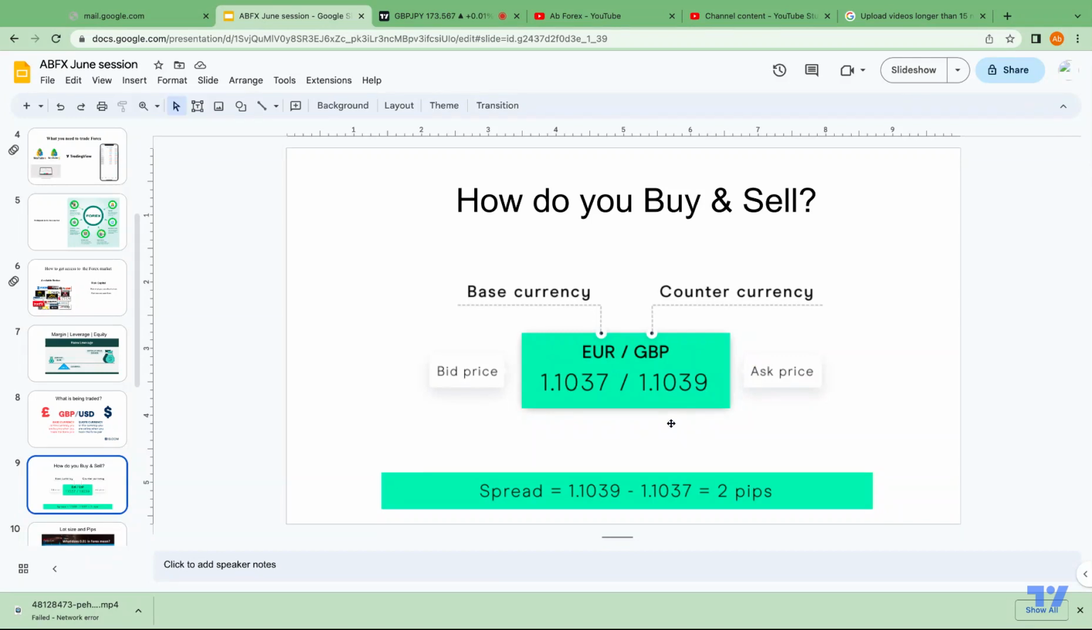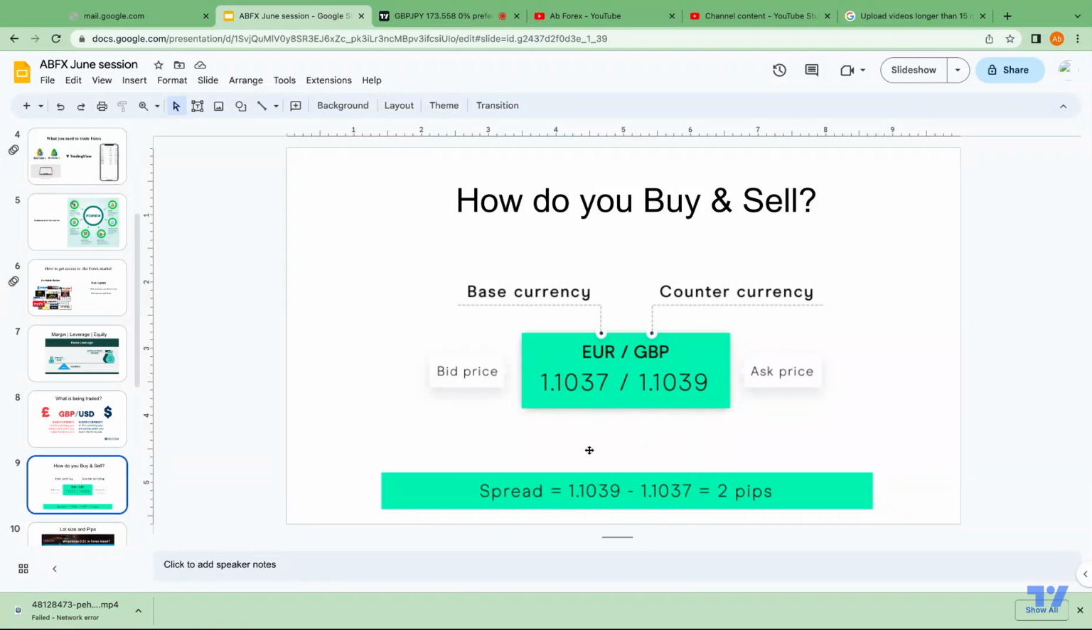Now you see what we call the bid price and the ask price. If you want to buy the currency, they will be selling to you at the ask price. You always know that the ask price is greater than the bid price. And the difference between the ask and the bid price is what we call the spread, which is calculated in pips. All right, let me take it over again.